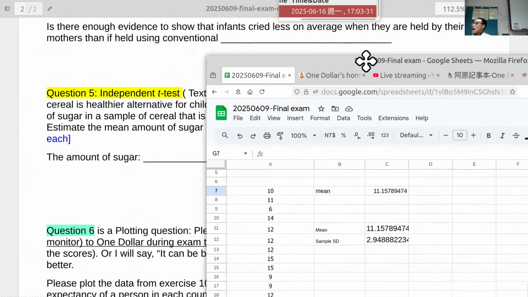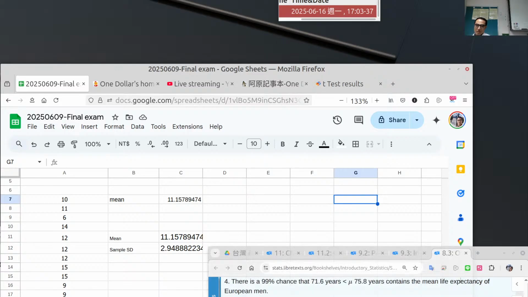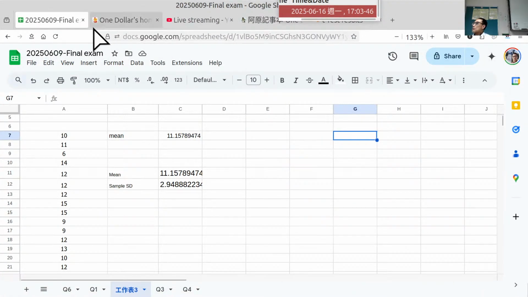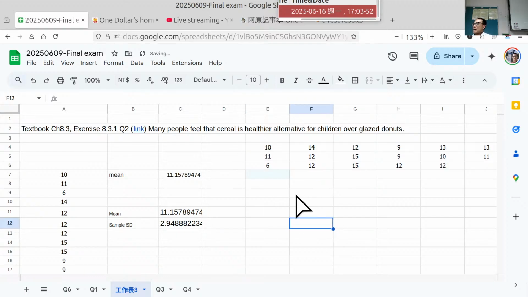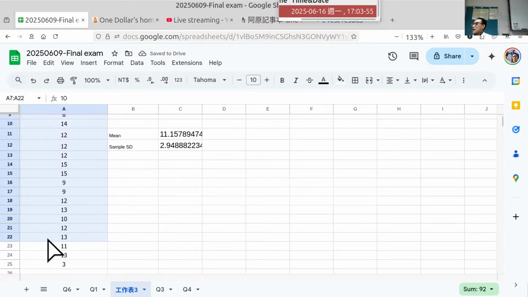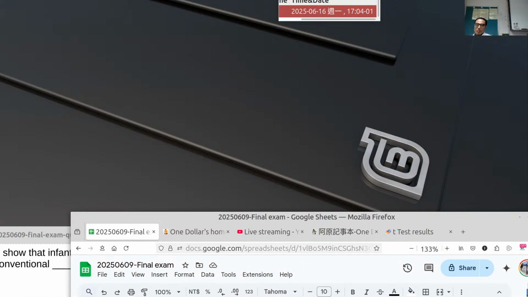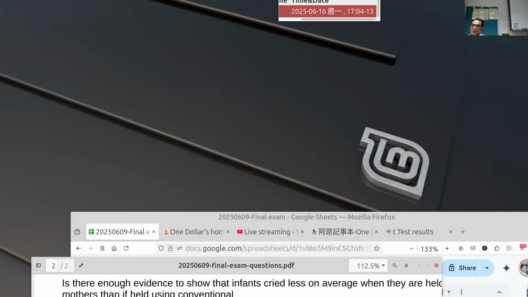Like this one, and you can copy and paste the information like this one. Copy and paste to our Google spreadsheet, and you can line up. I cut and paste to here. Okay. For the question, please calculate the sugar amount in a 95% confidence interval. What does it mean? Because we can observe the data here.